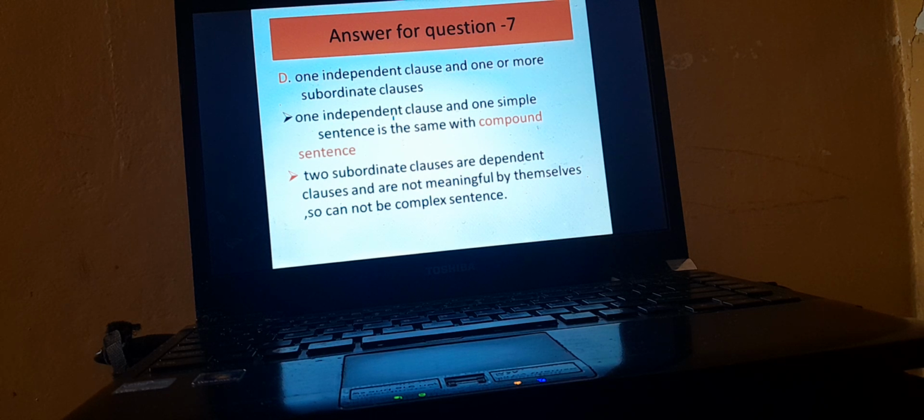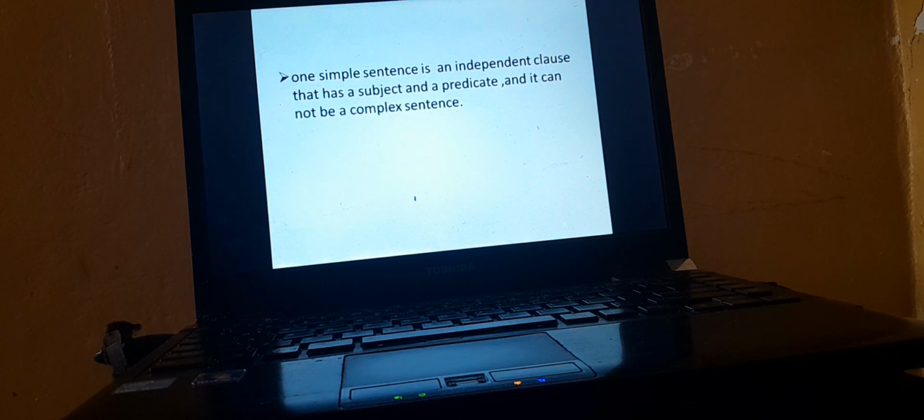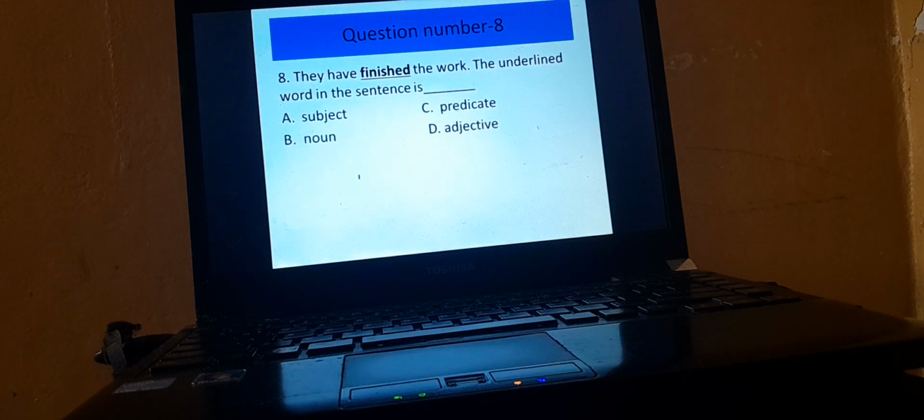One independent clause and one simple sentence is the same as a compound sentence. Two subordinate clauses are dependent clauses and are not meaningful by themselves, so they cannot be a complex sentence. One simple sentence is an independent clause that has a subject and a predicate, and it cannot be a complex sentence.